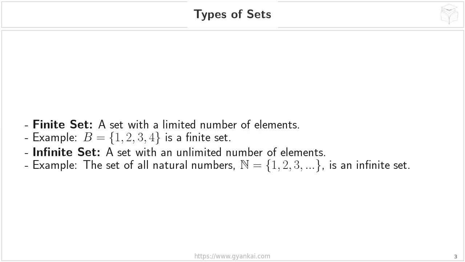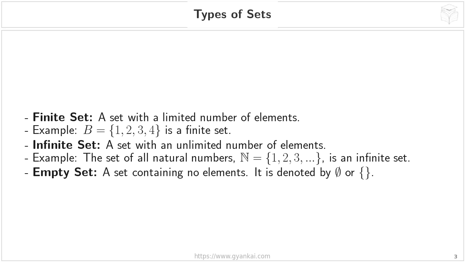We represent the set of natural numbers with a special symbol, a capital N with a double bar, which we read as N double bar, and then we list the elements as 1, 2, 3, with an ellipsis, those 3 dots, to indicate that the pattern continues infinitely.